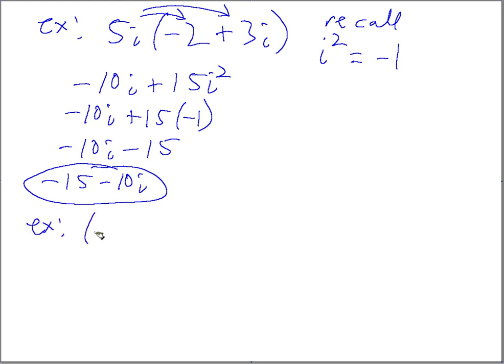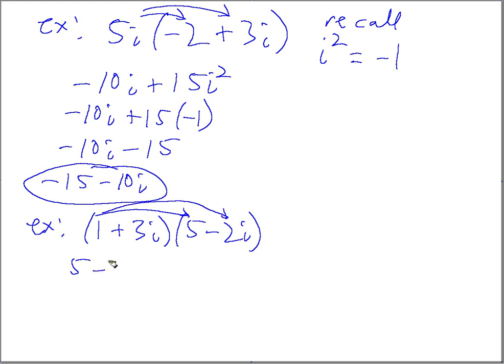How about something like 1 plus 3i times, let's make it, 5 minus 2i. Let's try that one. Now, as you might imagine, this is the FOIL method, or the distributive property, two arrows on top, two arrows on the bottom to make this multiplication work. So let's distribute the 1. 1 times 5 is 5. 1 times negative 2i is negative 2i. Nothing changed there. But distributing the 3i, we get what?